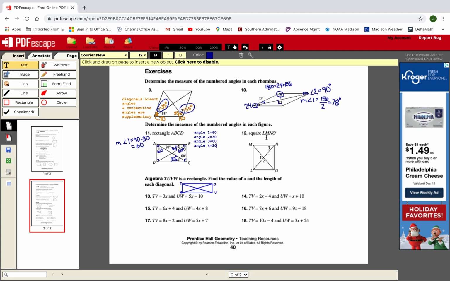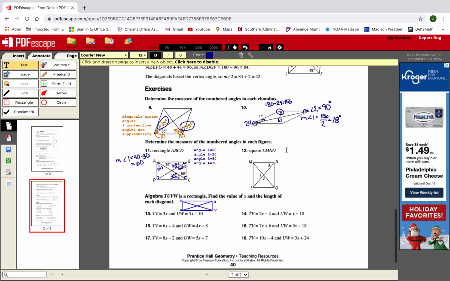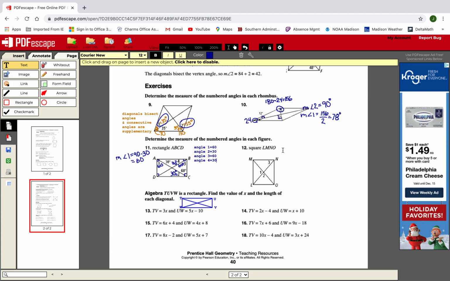Okay, so let's look at square LMNO. Now, neat thing about a square, since a square is a rhombus, then the diagonals are perpendicular. So angles 1 and 2 here would be 90 degrees. Let's go ahead and type that up here. Since a square is a rhombus, the diagonals are perpendicular. So angle 1 is 90 degrees and angle 2 is 90 degrees.